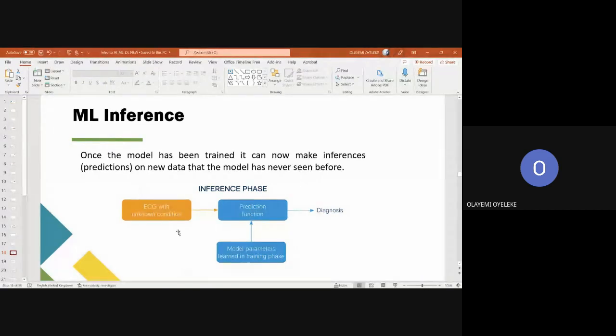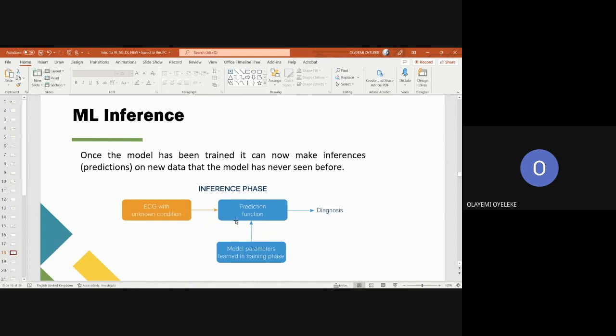So here, let's say we have an ECG with unknown condition, unknown pattern, and you feed that into a trained model that already defined a prediction function, like a prediction rule, that could give you a diagnosis based on what the model parameters have been conceived during the learning phase. Once the model learns, it comes up with a set of rules, like model parameters, that take in any new data that you feed in.